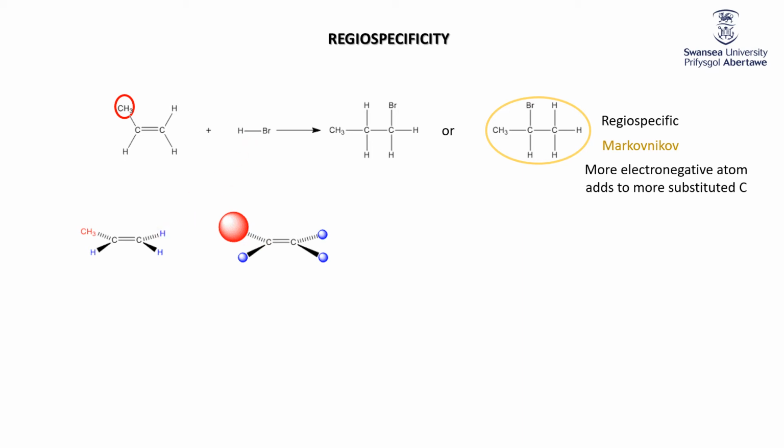Now imagine the HBr molecule comes up and approaches the molecule of propene. It's not going to come from this direction because there's this big fat methyl group there. So it's going to come from this direction, and I hope you'll appreciate that it's going to come in so that the hydrogen is coming in first.